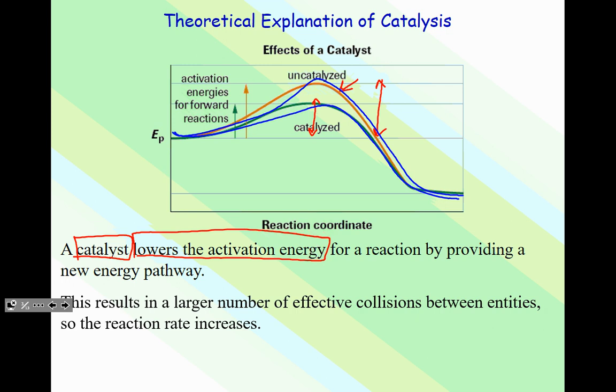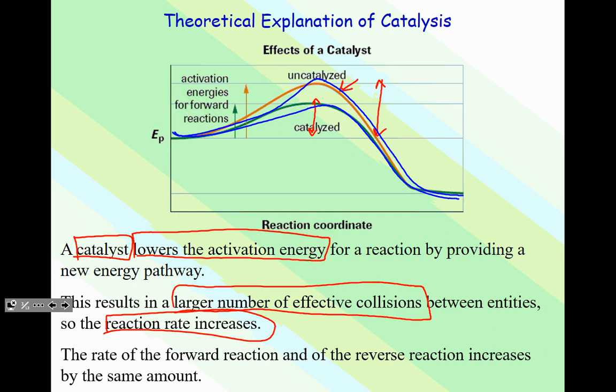So again, let's talk a little bit about that. The reaction rate increases. Why? Because there's a larger number of effective collisions. So that's cool. So far, what we've learned is the catalyst is required to lower the activation energy. Awesome, got it. The rate of the forward reaction and of the reverse reaction increases by the same amount.